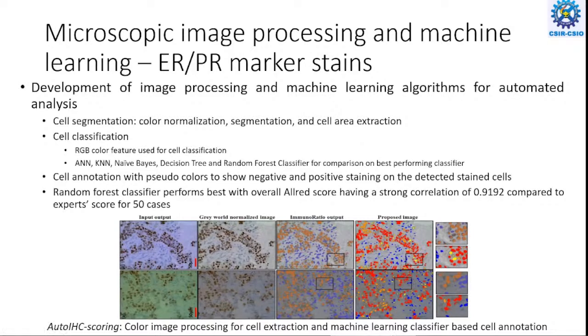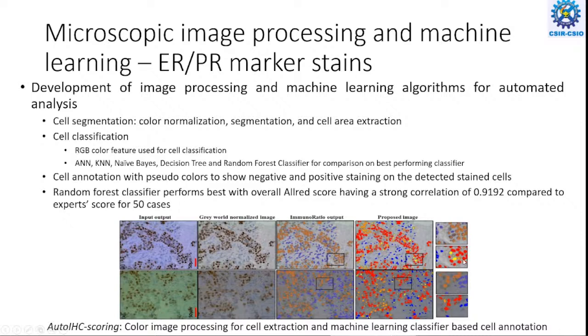And then after the area is extracted, we have applied machine learning using artificial neural network, k-nearest neighbor, naive Bayes, decision tree, and random forest to classify the intensity of brown color, whether it is light brown, moderate brown, or dark brown. After that, we get this proposed output image where all the cells are labeled with pseudo colors. Blue shows the negative ones, and yellow, orange, and red are for positive at different intensities.